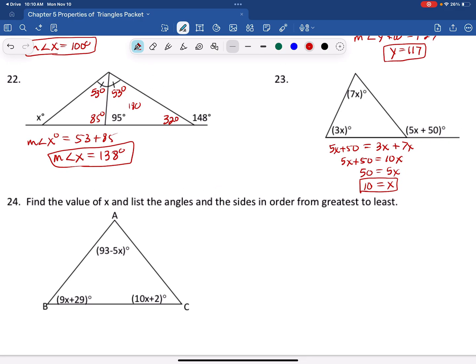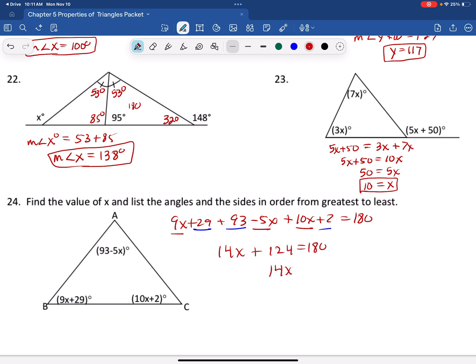All right, and then lastly it says find the value of x and list the angles in order from greatest to least. So I know these all add up to 180. So I have 9x plus 29 plus 93 minus 5x plus 10x plus 2 equals 180. I'm going to combine the 9 and the negative 5 and the 10, and that's going to be 14x. And then I'm going to combine the 29 and the 93. So that's going to be 122. And then I'm going to add 2 more. So that's going to be 124 equals 180.